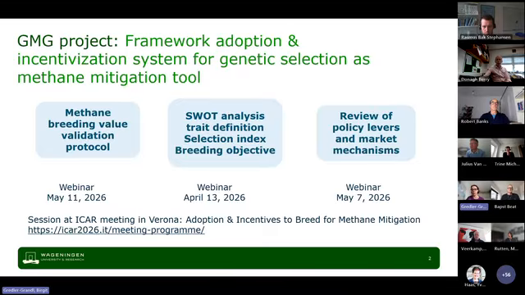And then the third one is about reviewing different policy levers and market mechanisms, major carbon calculators and the required input for this. So here it is to identify the related stakeholders and provide social maps relevant for animal breeding in the different countries.